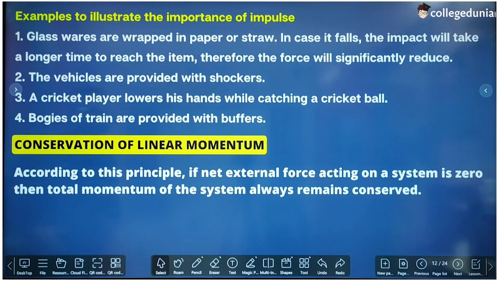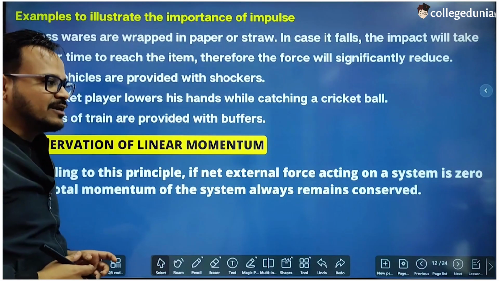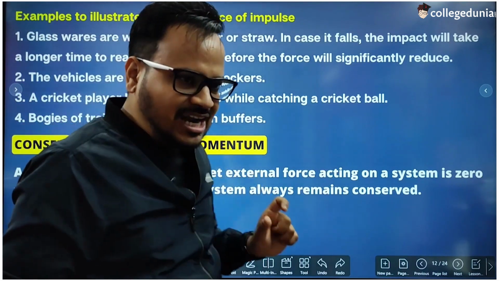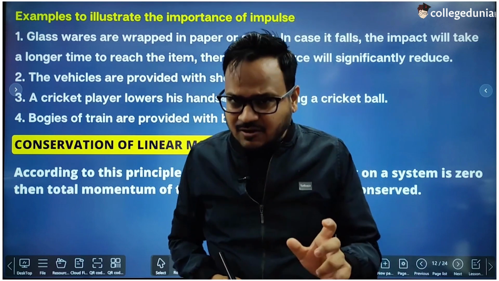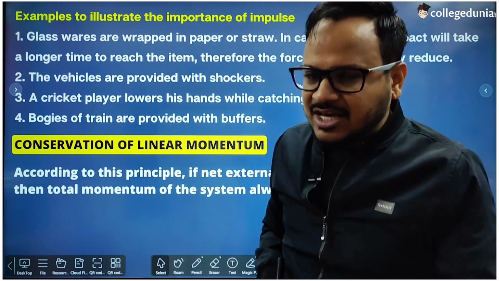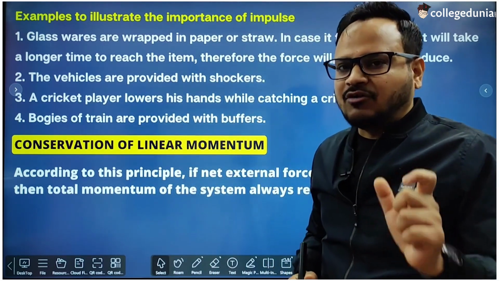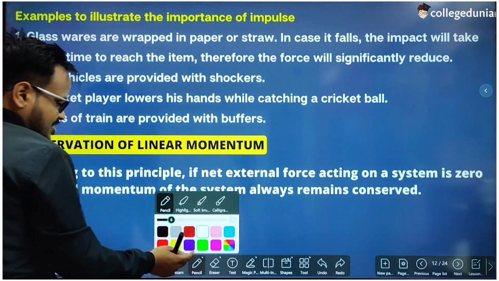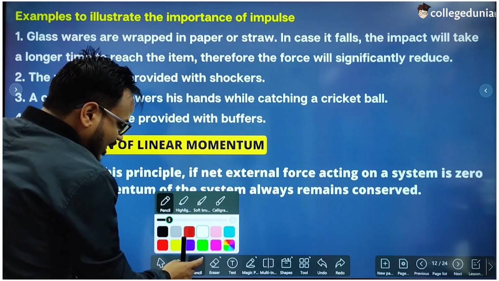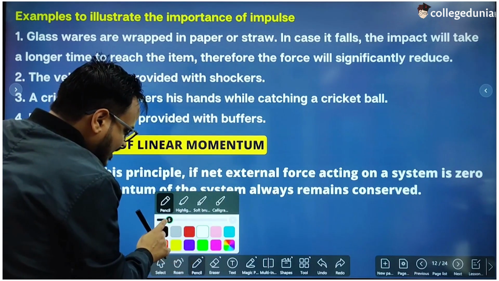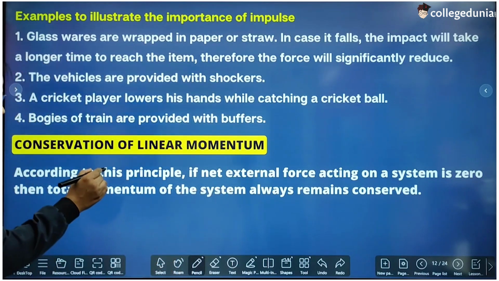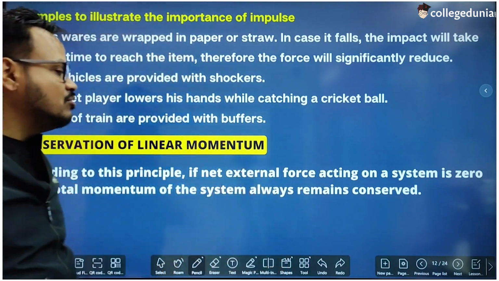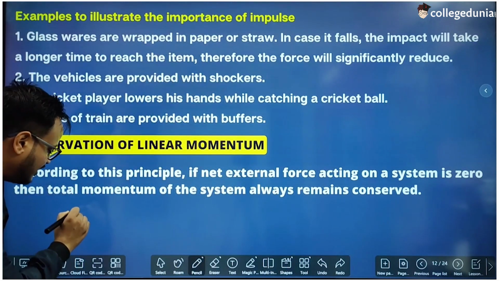Now let's discuss conservation of linear momentum. Conservation of linear momentum says that if the net external force acting on a system is zero, then the total momentum of the system remains conserved. This is a simple thing to understand. What we have to do is understand the meaning of the word system which is used in this definition. We have not used the word body. Why have we used this word system? Okay, we'll discuss.